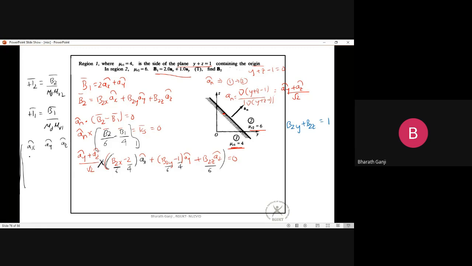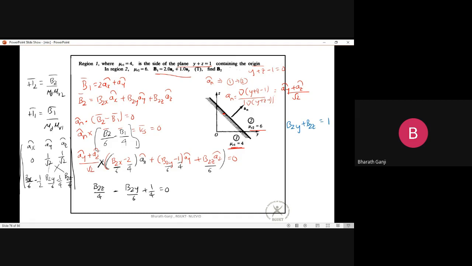So the x component for this is 0, the y component is 1 by root 2 and the z component is 1 by root 2. For the other vector it is b2x by 6 minus 2 by 4, that is 1 by 2, then b2y by 6 minus 1 by 4 is the other component, and b2z by 4 is another component. We have to take the cross product of these. For the x component, because when you take the cross product the whole vector is equal to 0, the 1 by root 2 is common. So I get an equation like b2z by 4 minus b2y by 6 plus 1 by 4 should be equal to 0 is the first one.